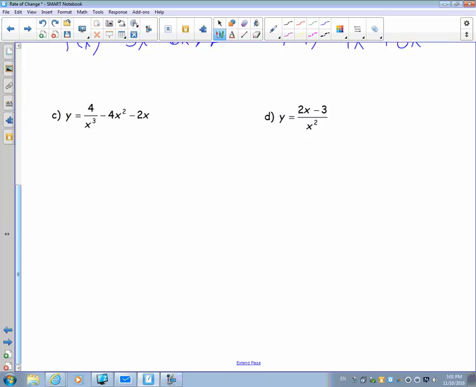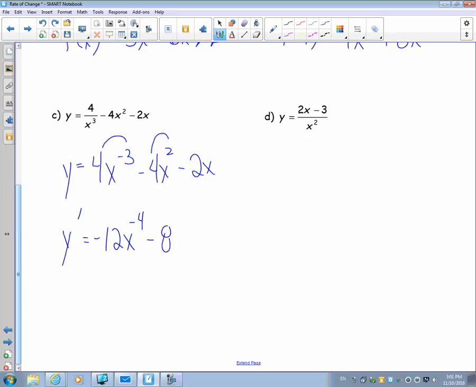Okay, letter C. I see that letter in the bottom. We don't like that. Let's fix our function before we do derivative. Let's bring the exponent up to the top and make it negative. Everything else stays exactly the same. I only fixed the first one, but I made it easier to take my derivative. What is my derivative? Negative 3 times 4 is negative 12x. Subtract 1 from your exponent. 4 times 2 is 8. Subtract 1 from your exponent.